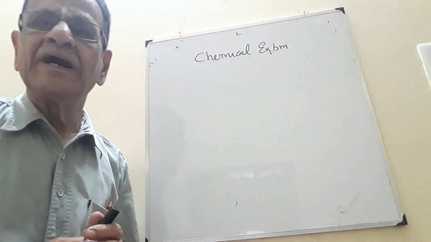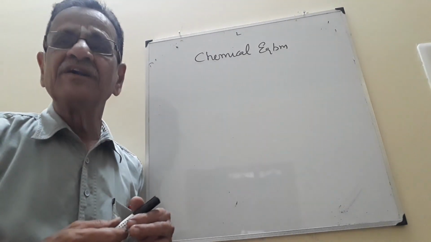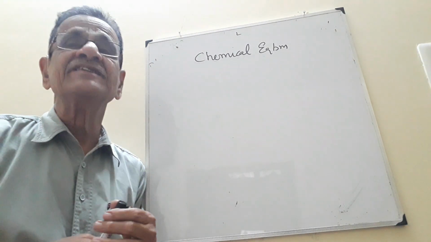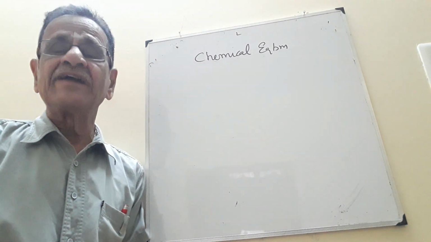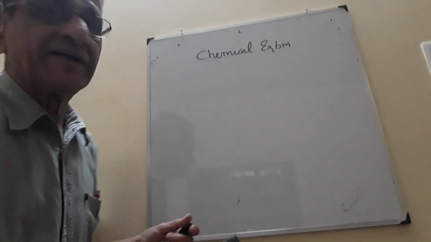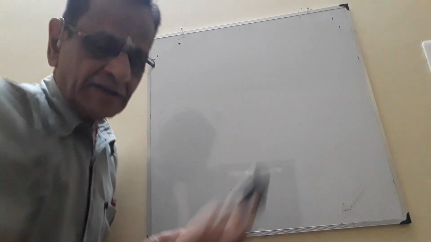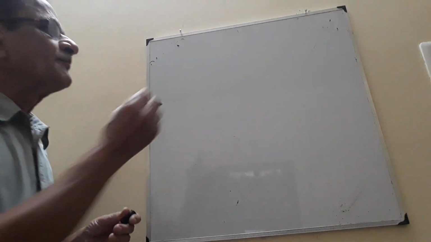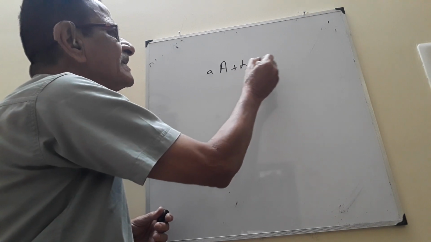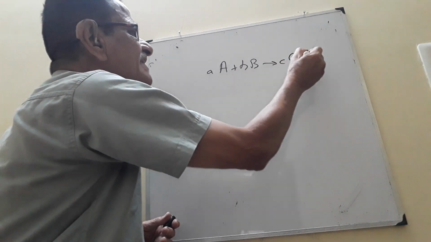Today I am going to deal with chemical reaction equilibrium. This is one of the most important chapters for chemical engineers because we are going to see how to design chemical reactors. Now, suppose you want to design a reactor. For example, you have a reaction A plus B giving C plus D.